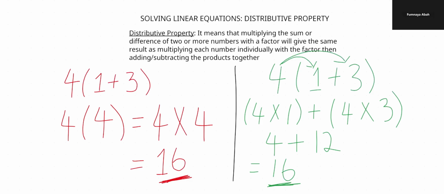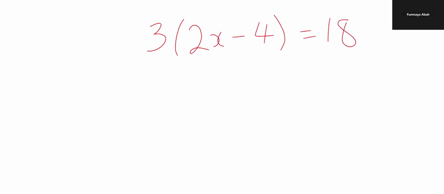Now that we have a basic understanding of what the distributive property is, let's try and use it to solve some linear equations. So let's get a new slide. So let's say 3 in parentheses 2x minus 4 is equal to 18. So again, since we're solving linear equations, we're here to solve for the variable of this equation, and that's x, because x is the unknown value that we don't know the value of yet.